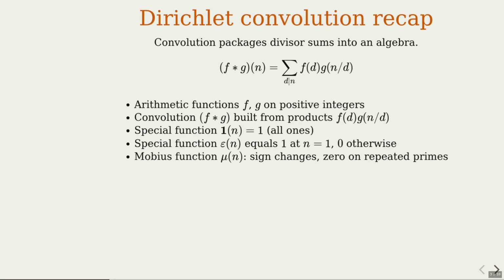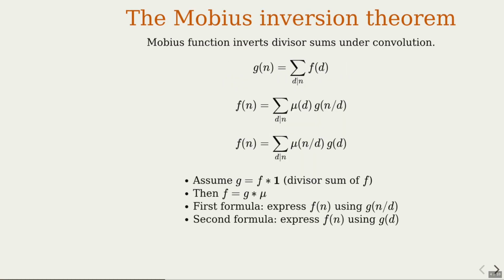Exactly. Alongside that constant 1 function, there is the identity epsilon, which is 1 only at n equal to 1 and 0 elsewhere. And there is mu, the Möbius function that changes sign depending on the prime factorization and vanishes on numbers with repeated prime factors. These three functions interact beautifully under convolution. Now we can state the Möbius inversion theorem. Suppose g is obtained from f by convolving with the constant 1 function, which means g of n is the sum of the values f of d over all divisors d of n. The theorem says that you can recover f by convolving g with mu.